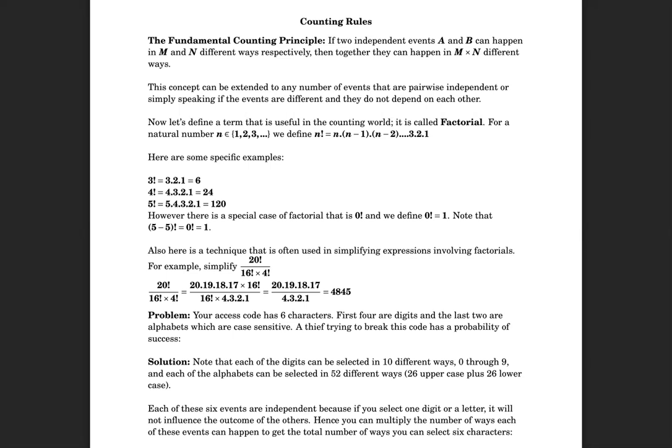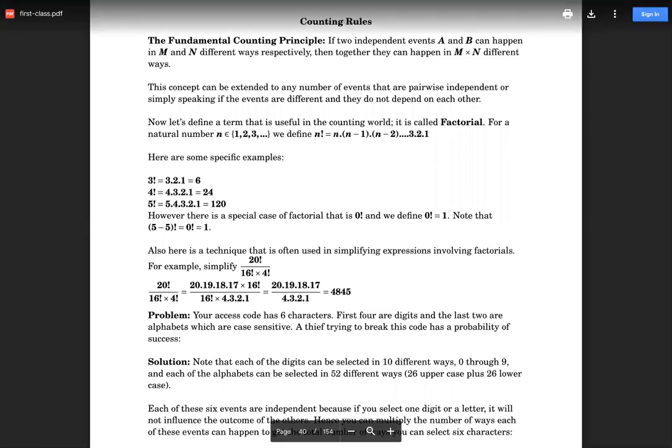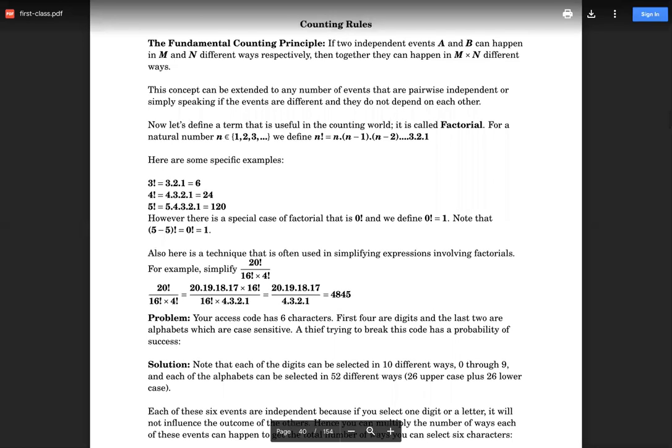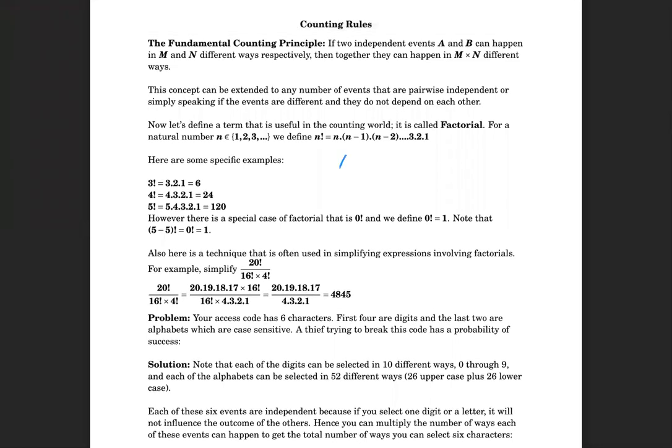Counting rule. So fundamental counting principle. What is it? If you have an event A, another event B. If event A can happen in M different ways, event B can happen in N different ways, they are independent events. They don't influence each other. If event A can happen in M different ways and B can happen in N different ways, together they can happen in M times N different ways.